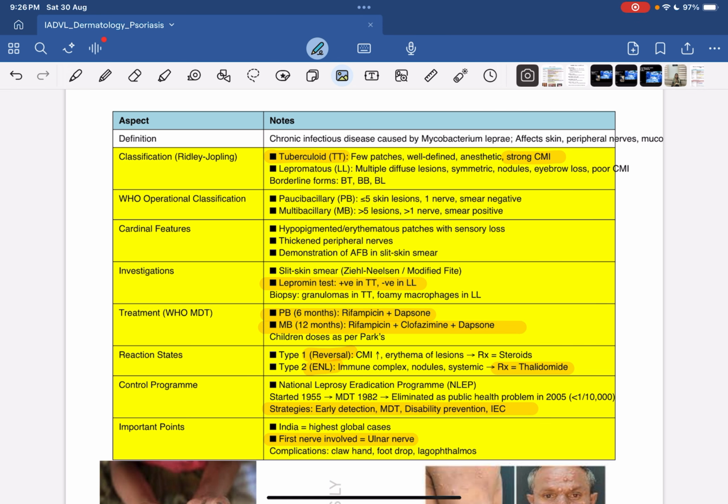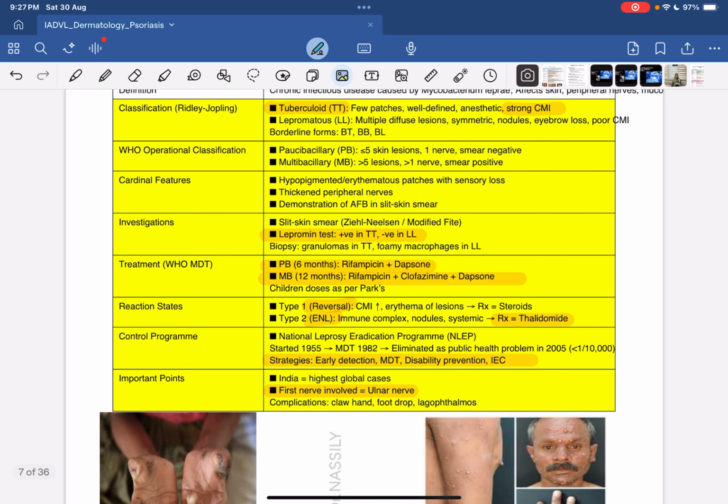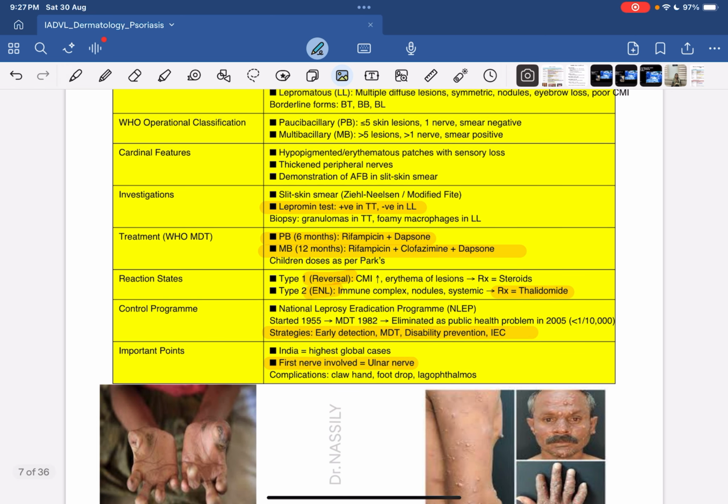The cardinal features will be the patient will present with hypopigmented erythematous patches with sensory loss. Remember, skin is affected, nerve is affected, so there will be hypopigmented patches and there will be sensory loss. Thickened peripheral nerves, and demonstration of AFB in slit skin smear is diagnostic. Investigation by slit skin smear.